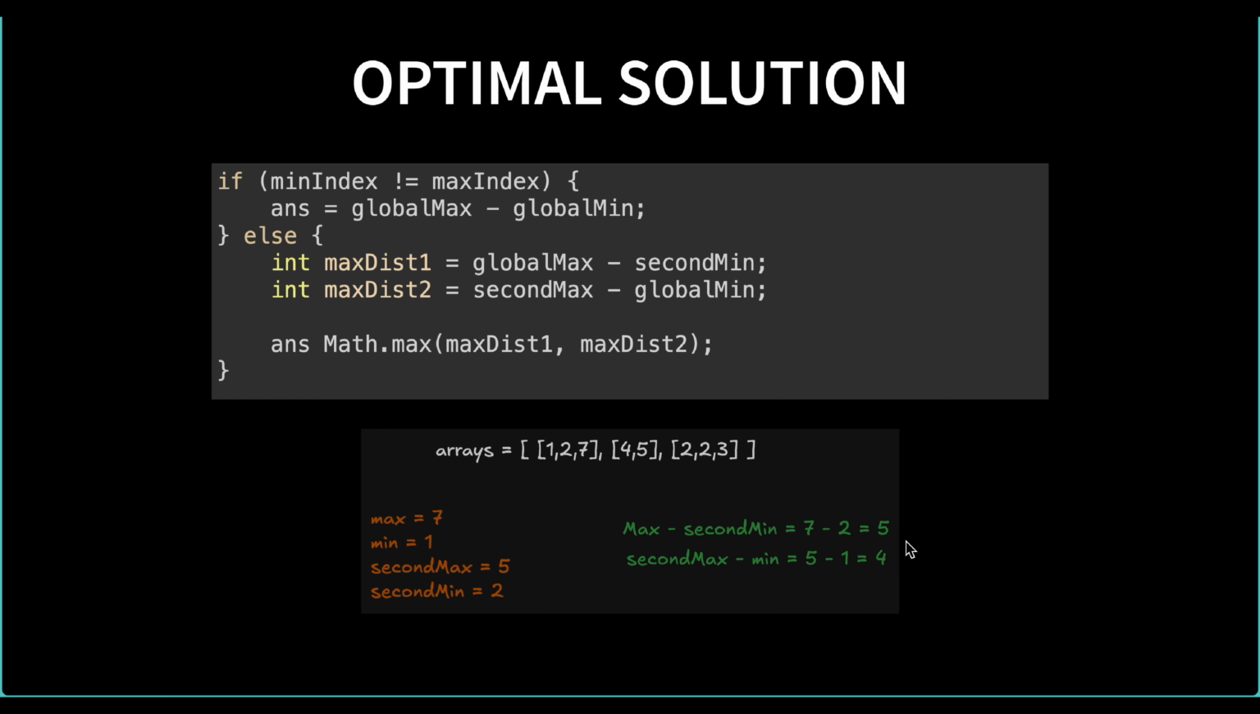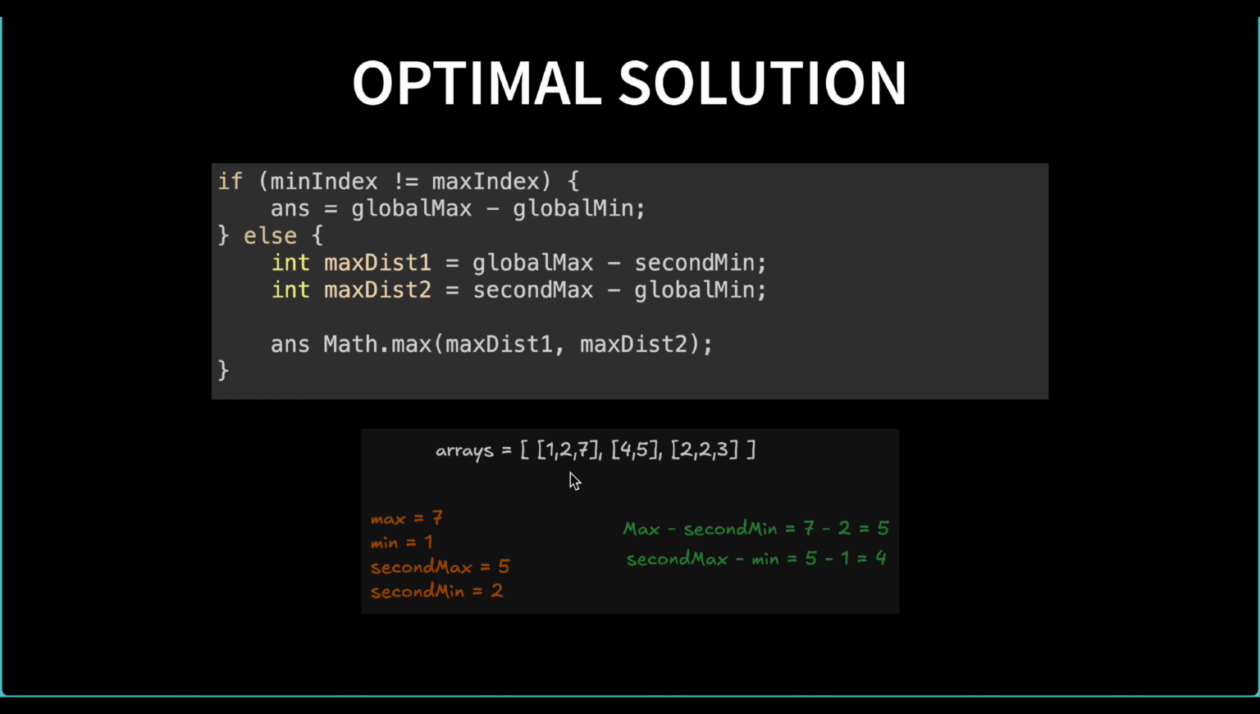Now in terms of time complexity, this solution is quite optimal because it takes O of m time only. And the reason is it takes O of m time to find the global maximum and minimum, and we can do that in one pass. And similarly, finding the second maximum and second minimum also takes O of m time. Please check out the code link in the video description for more.